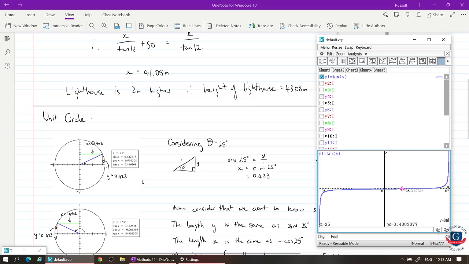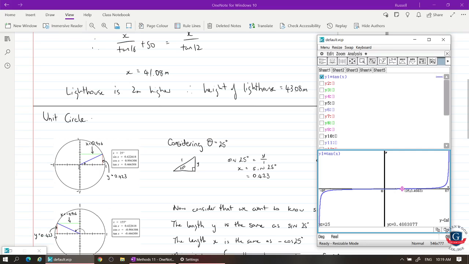Now we know that for a unit circle, the thing that makes it a unit circle is that the radius is 1. So this length here is going to be 1, this length here is going to be 1, this length here is going to be 1. By putting it on a Cartesian plane, if the length is always going to be 1, when we go to this side, the horizontal length will be -1 and the vertical length down here will be -1. We always measure the angle from the x-axis anti-clockwise, so that angle there is going to be 25.